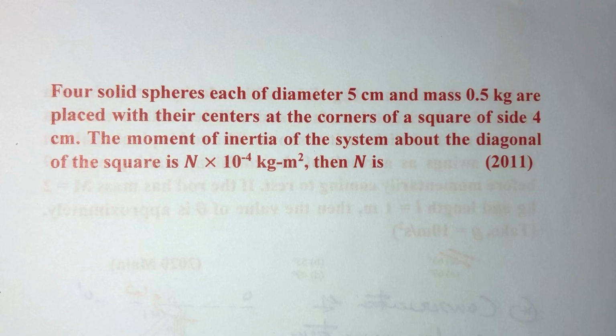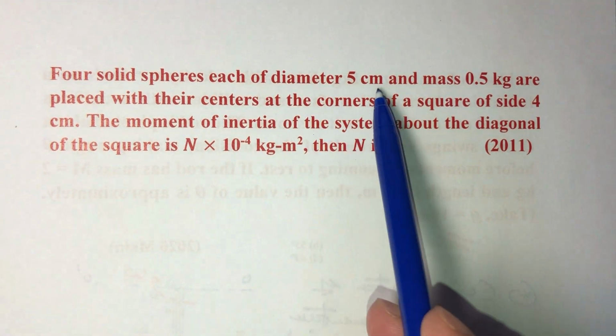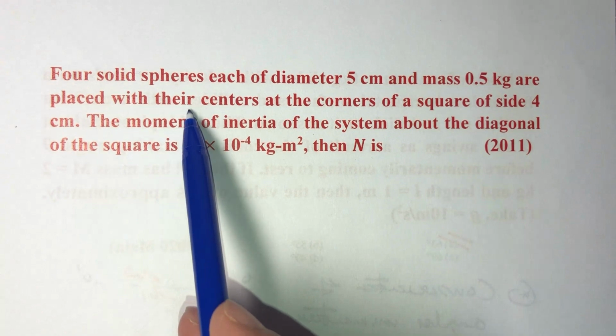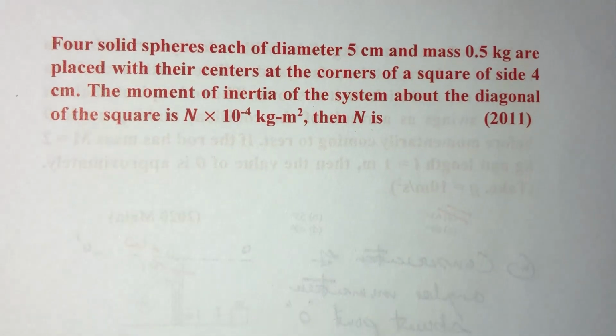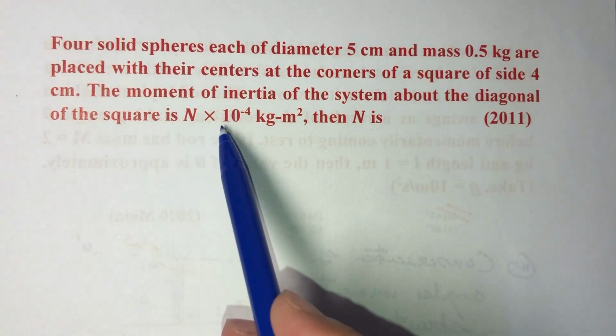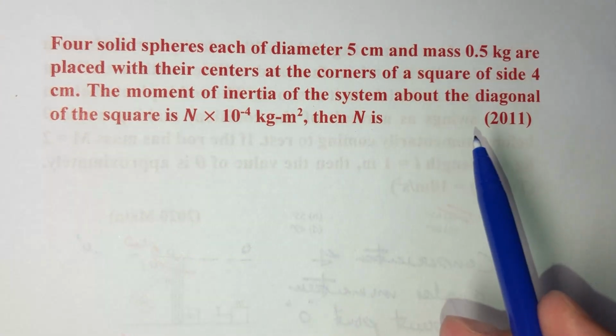Hello friends, in today's question, four solid spheres each of diameter 5 cm and mass 0.5 kg are placed with the centers at the corners of a square of side 4 cm. The moment of inertia of the system about the diagonal of the square is n into 10 to the power minus 4 kg meter square, then the value of n is.